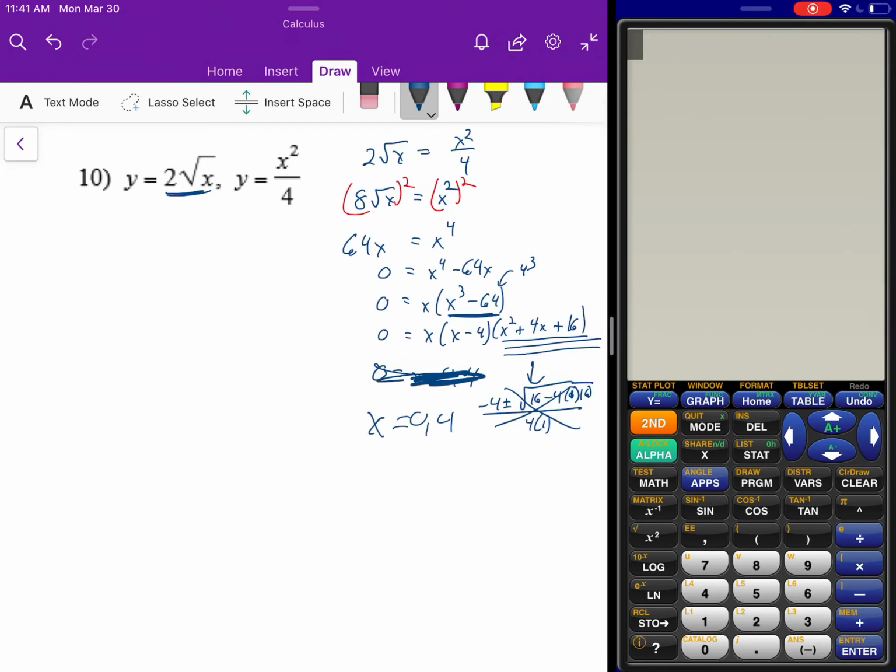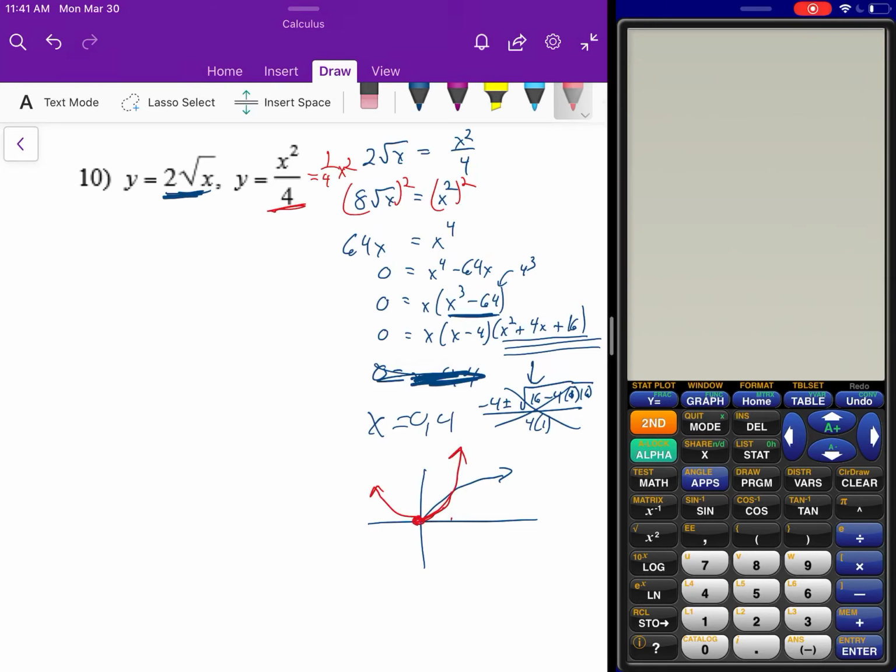We do know what they look like also. We have a square root function, so that's going to look like this. We have a parabola, let's do that in red. It's going to be fairly wide because it's the same as 1/4 x squared. So 1/4 x squared looks like this. And so we just found that they're crossing at 0 and at 4.